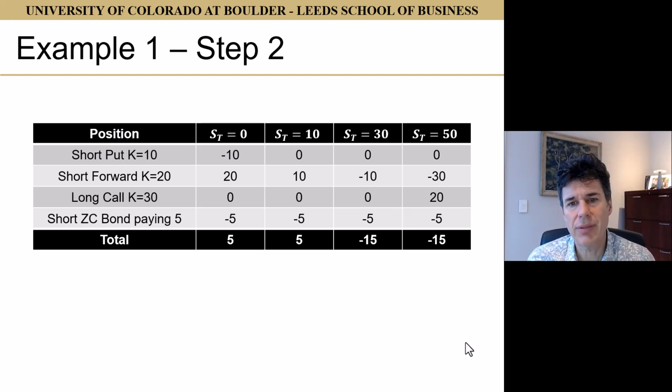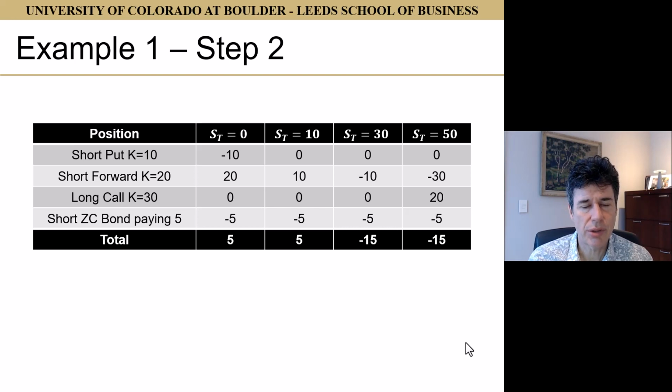At 10, 30, and 50, the put is worthless. The forward contract, we're short the forward contract, thus we make money when the market falls. If the stock ends up at 0, we've made $20. Stock ends up at 10, we've made $10. Stock ends up at 30, we lose 10. Stock ends up at 50, we lose 30.